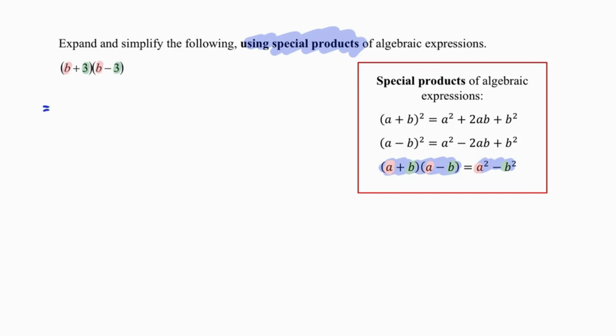This will be equals to a squared minus b squared, right? So this one will be equals to b squared minus my 3 squared. b times b is b squared, 3 times 3 is 9, and we are done. Alright, so do take note, we just need to apply the special product and substitute the correct values or terms correctly.